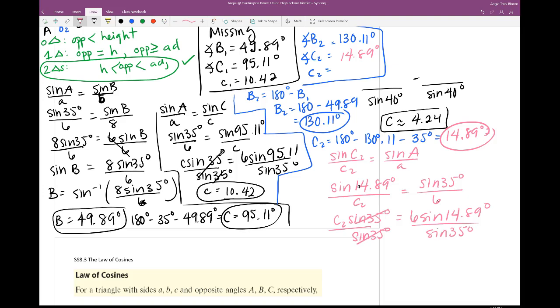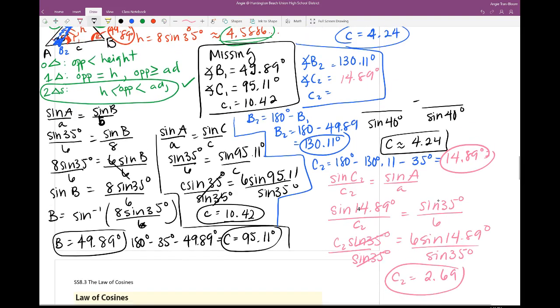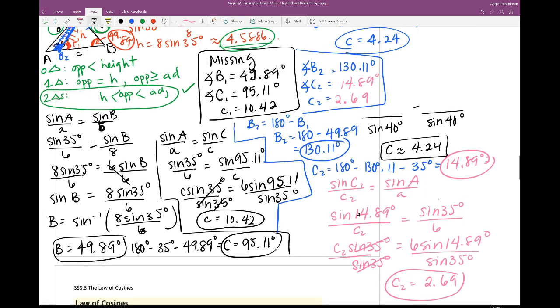Okay, so c2 using my calculator again, here we go. 6 times sine of 14.89, close it, divided by sine of 35, which is 2.69. Okay, and yes, c2 is supposed to be small because angle C2 is small. So that is what we're looking at. Now, if this problem confuses you, please listen to it again. And this is the end of our 8.2.